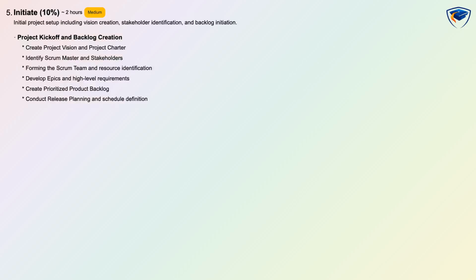Initiate accounts for 10%, is medium difficulty, and takes about 2 hours to learn with conceptual and scenario-based assessment. You will practice setting project vision and creating a project charter, identifying stakeholders, and forming the Scrum team. The domain covers drafting epics and high-level requirements, creating a prioritized product backlog, and conducting release planning. Emphasis is on preparing the backlog and resources for the first sprint and aligning stakeholders early.